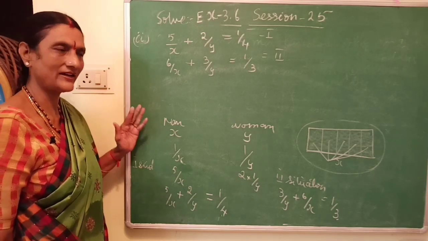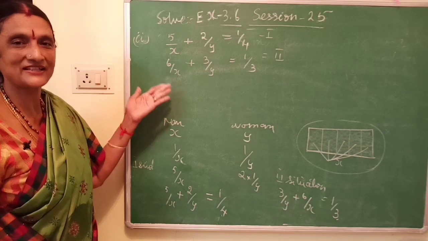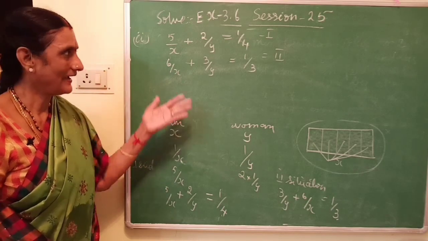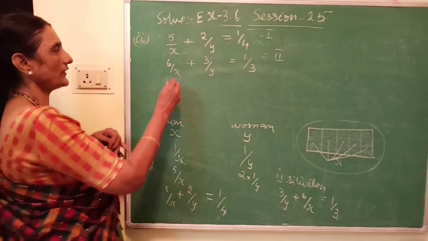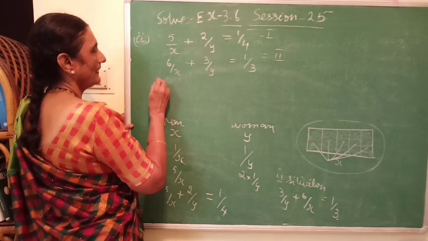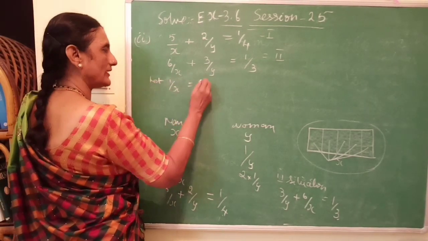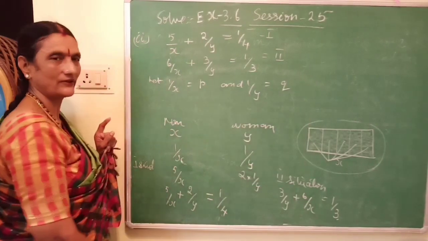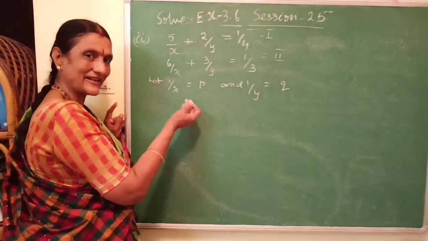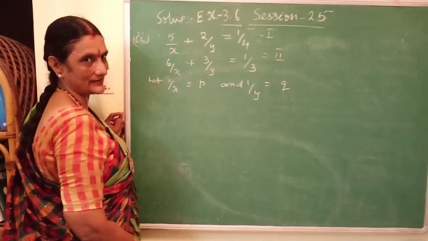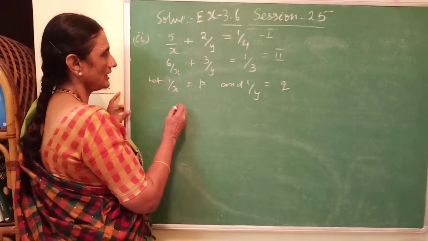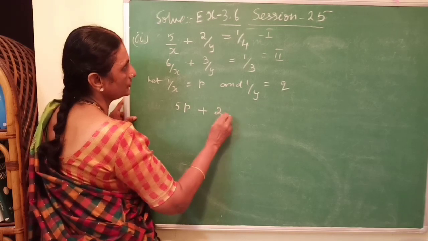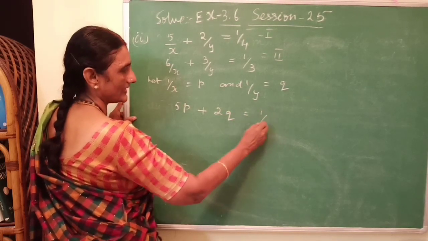Is it clear? Are you understanding? Now, whenever you come across this type of equation, what is the substitution that you have to do? You have to keep 1 by x as p and 1 by y as q. So let 1 by x be equal to p and 1 by y be equal to q. Therefore, can you tell me what the equations are? With this simple substitution, we will get 5p plus 2q is equal to 1 by 4.